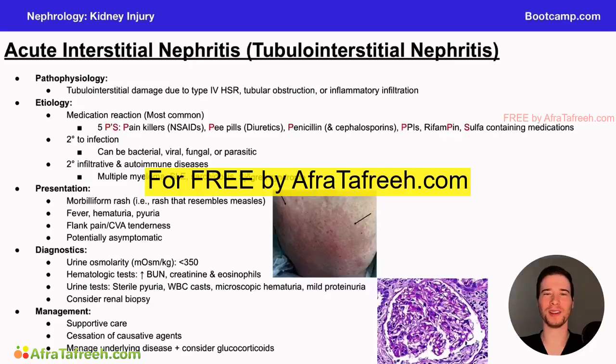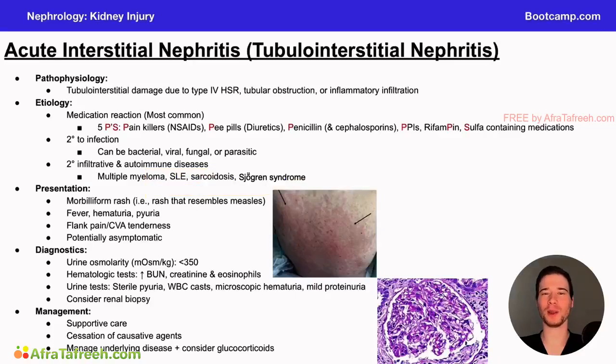Welcome back, everybody. So in this next video, we are now going to talk about something called acute interstitial nephritis. Sometimes this is also called tubulointerstitial nephritis. So really these are used interchangeably and they mean the same thing more or less. So first I want to talk about, what does this mean, interstitial nephritis?